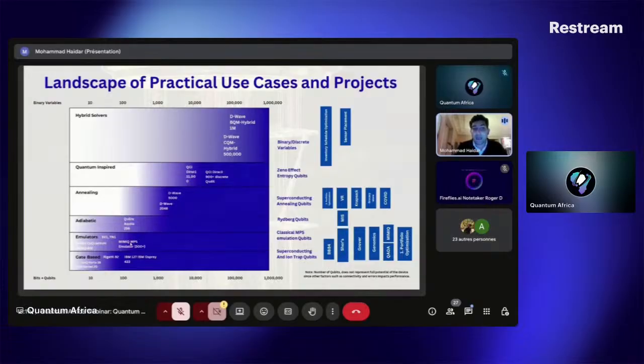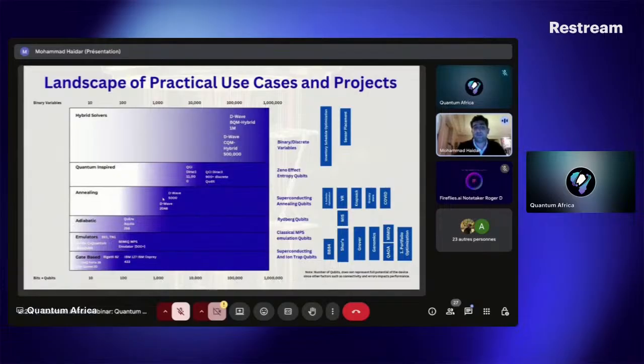That's why we call them MPS, matrix product states, which let you transform from vector space into tensor space. That's why we call them here classical MPS simulation qubits. You go further, you have many other types of computing, like Rydberg atomic qubits, like QuEra in the USA. And here we have superconducting annealing qubits, D-Wave.